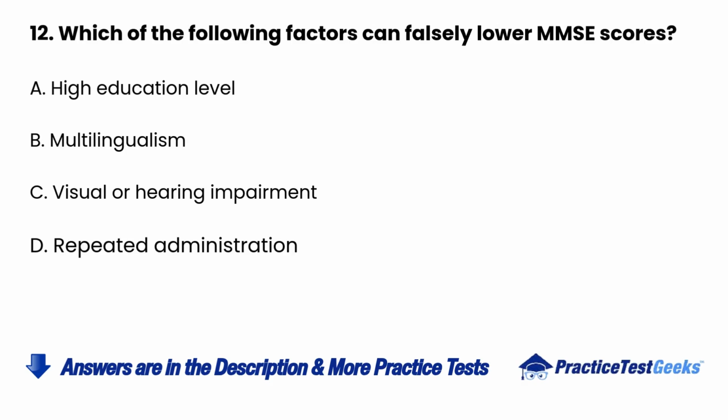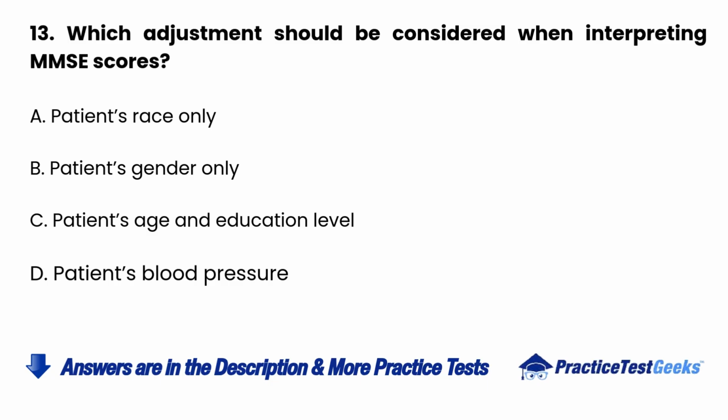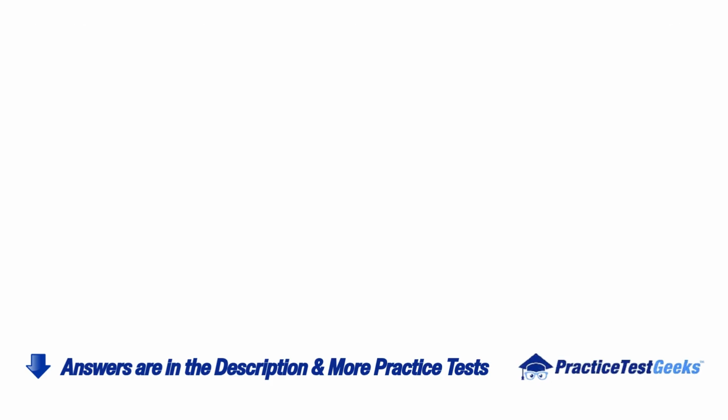12. Which of the following factors can falsely lower MMSE scores? A. High education level. B. Multilingualism. C. Visual or hearing impairment. D. Repeated administration. 13. Which adjustment should be considered when interpreting MMSE scores? A. Patient's race only. B. Patient's gender only. C. Patient's age and education level. D. Patient's blood pressure.